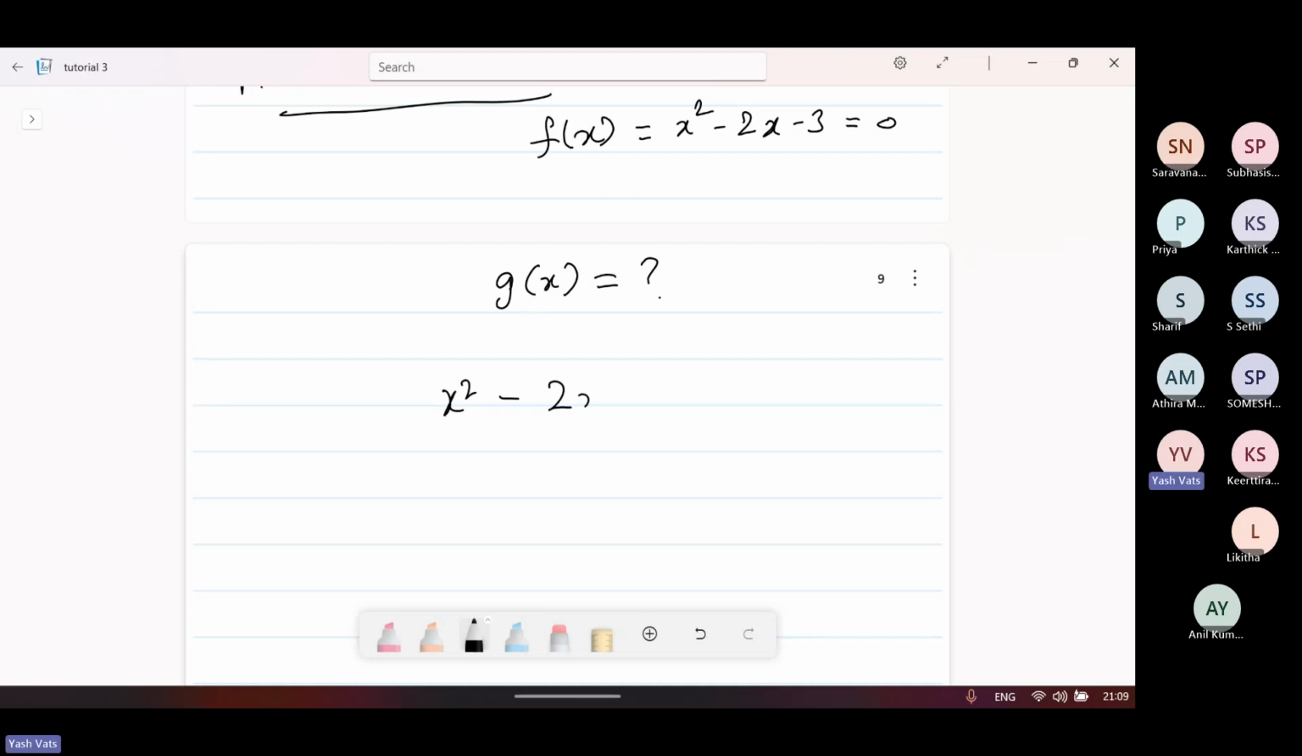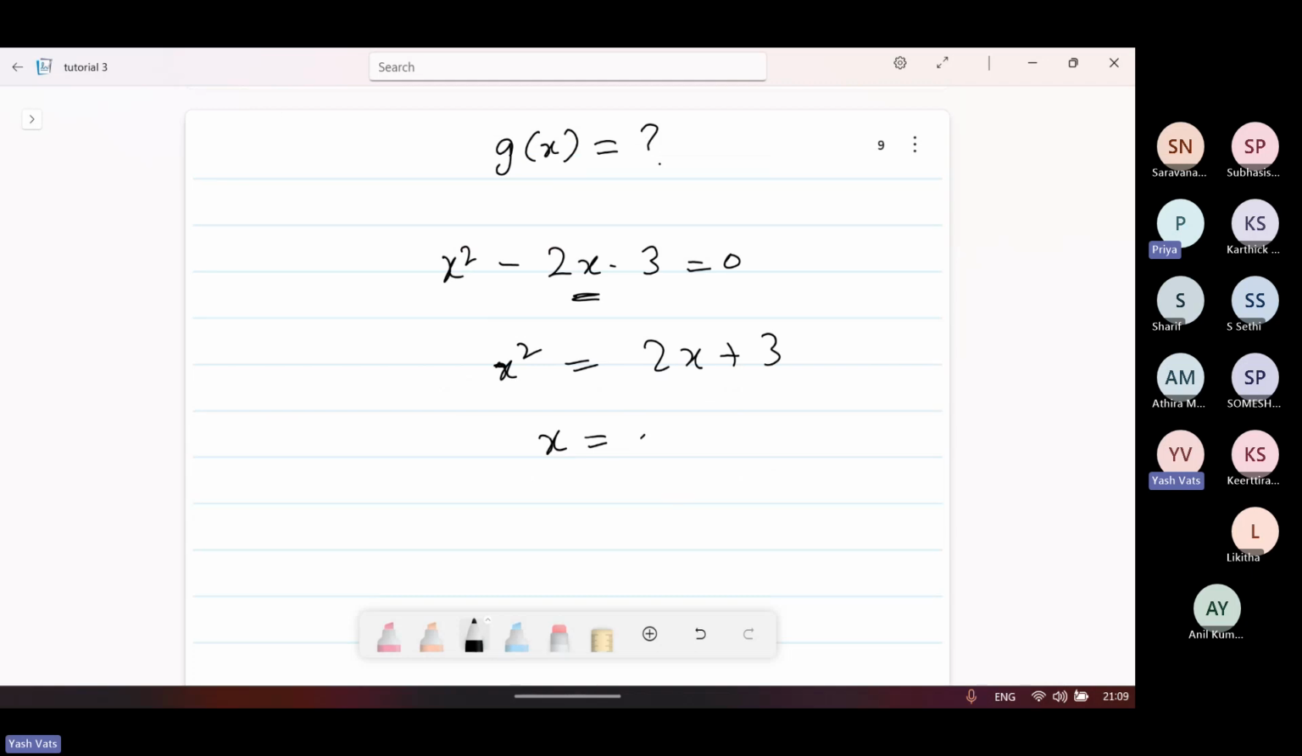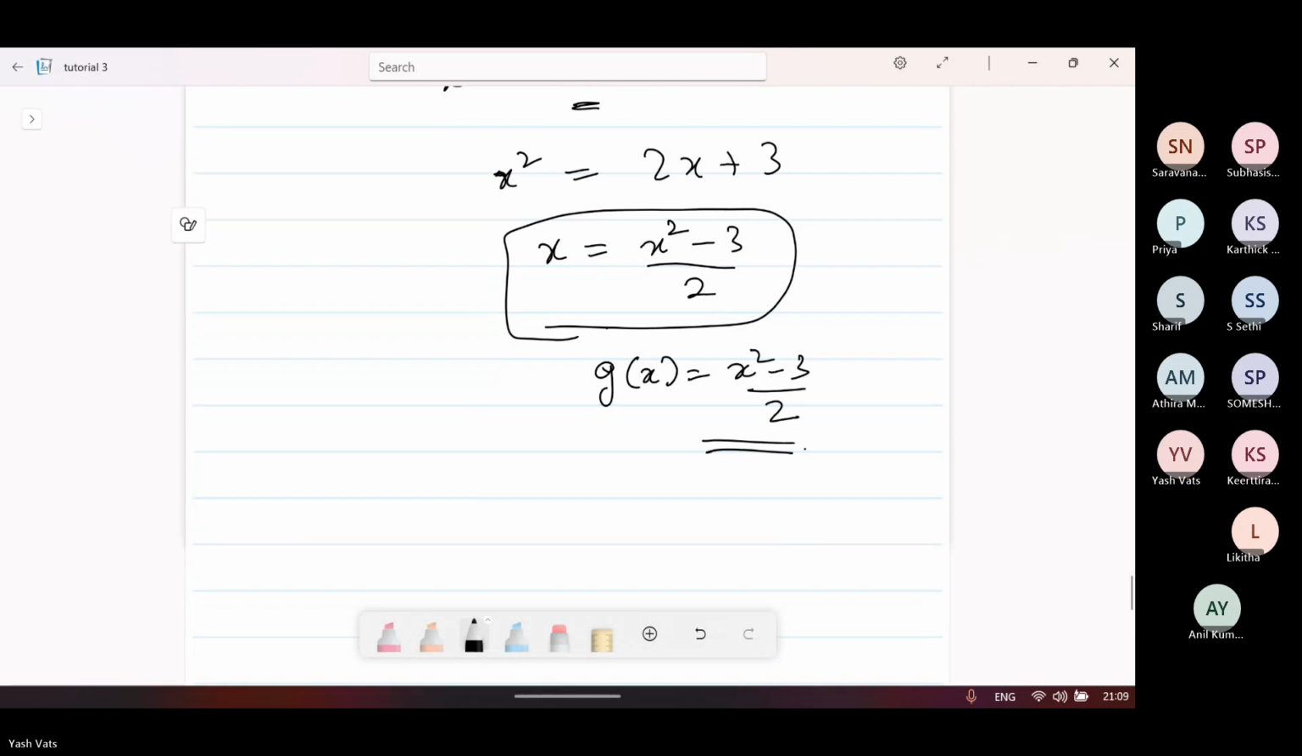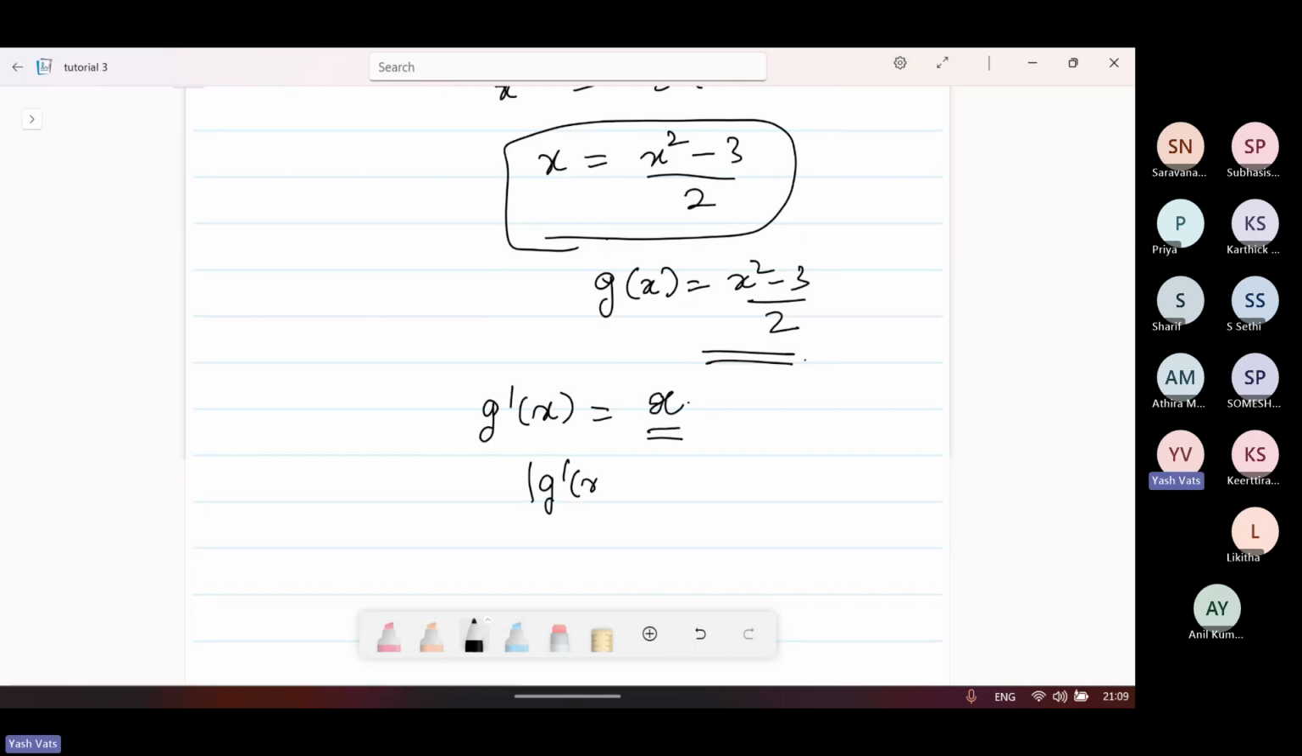So x square minus 2x minus 3 is equal to 0. How do you separate x from it? So x square is 2x plus 3. So x is basically x square minus 3 by 2. Is it right? So what is g x? Correct. And g dash x is x, right? So mod g dash x should be less than 1 for convergence.